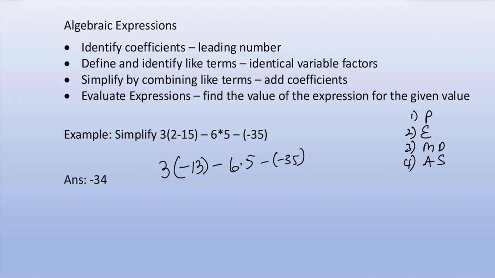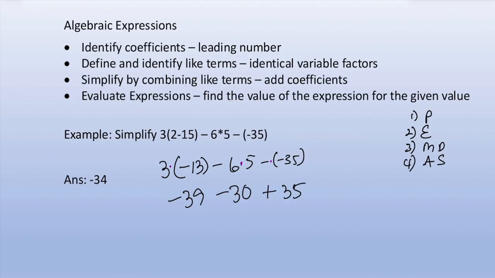Okay. Now, technically, this is a multiplication, this is a multiplication, and this is a multiplication. We kind of have some multiplications there. Anytime a parenthesis touches another item, it's going to multiply by that thing. 3 times negative 13 is negative 39. Negative 6 times 5 is negative 30. And here two negatives make a positive 35.